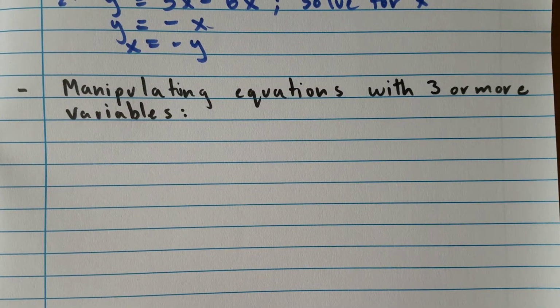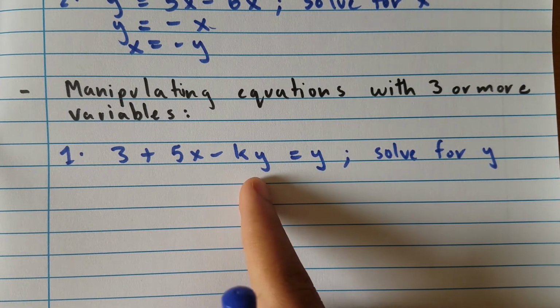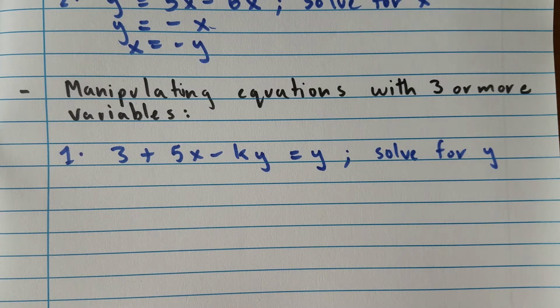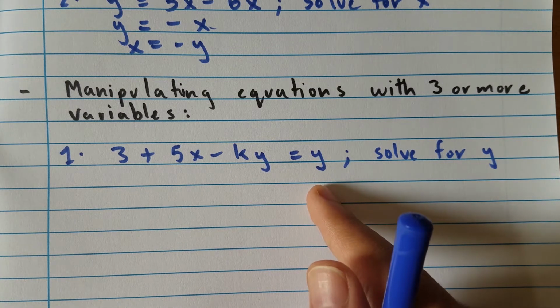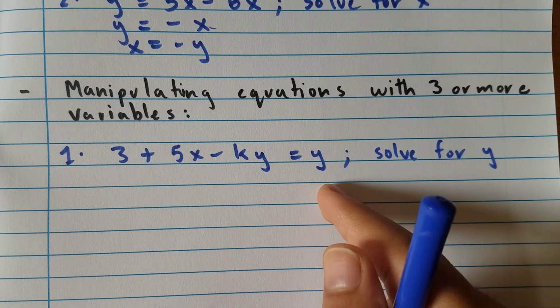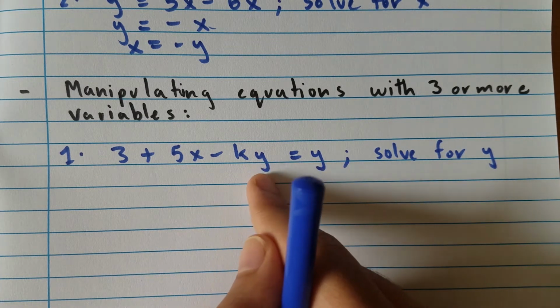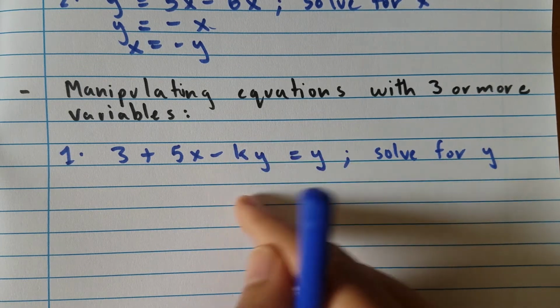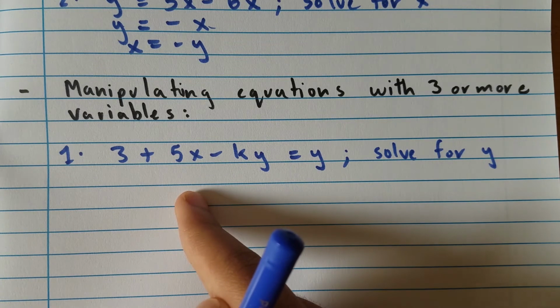Now let's manipulate equations to solve for a variable with three or more variables. Now in this equation for number 1, we can see that we're given three variables. We have x, k, and y all in one equation. And we're also told to solve for y in this equation. But something's different because one side of the equation has already isolated the variable y. But this is not completely isolated because we still have the variable y in another part of the equation. We have y in this negative ky, and we have to get rid of this y from here so that we have all the y's on one side and no y's on the other side of the equation.